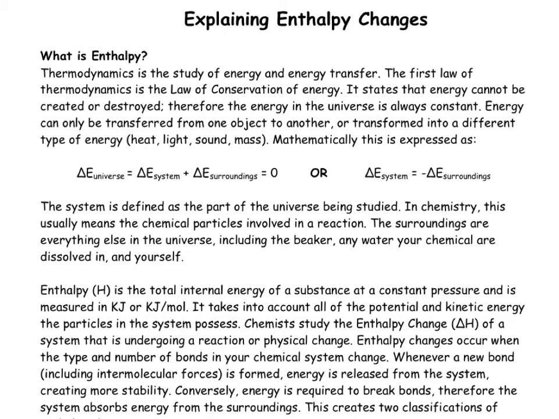Mathematically, the first law can be expressed as the change in energy in the universe equals the change in energy of the system plus the change in energy of the surroundings, and that also equals 0. Or, if we rearrange, the change in energy of the system equals the negative change in energy of the surroundings. The system is defined as the part of the universe that's being studied. In chemistry, this usually means the chemical particles involved in a reaction. The surroundings are everything else in the universe, including the beaker, any water your chemical is dissolved in, and yourself.